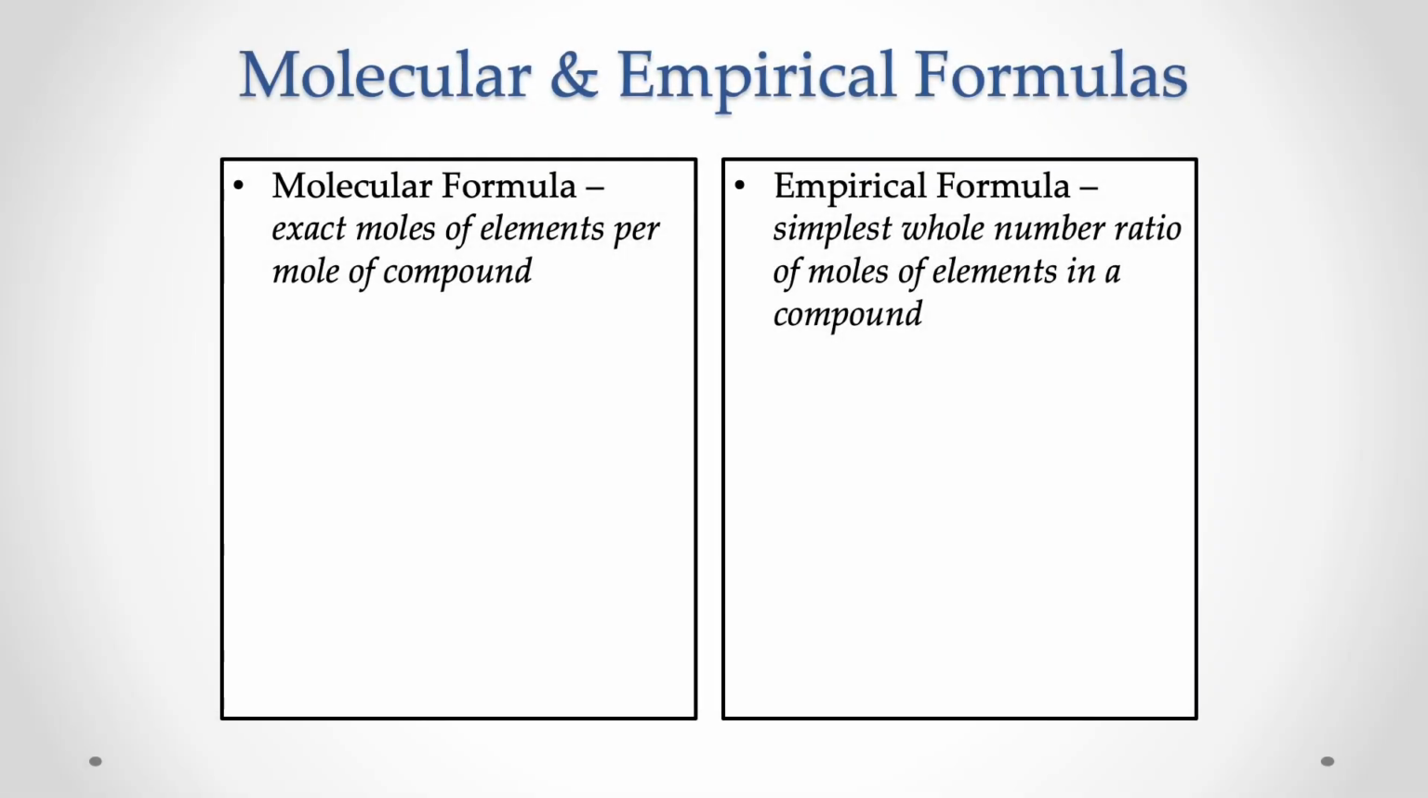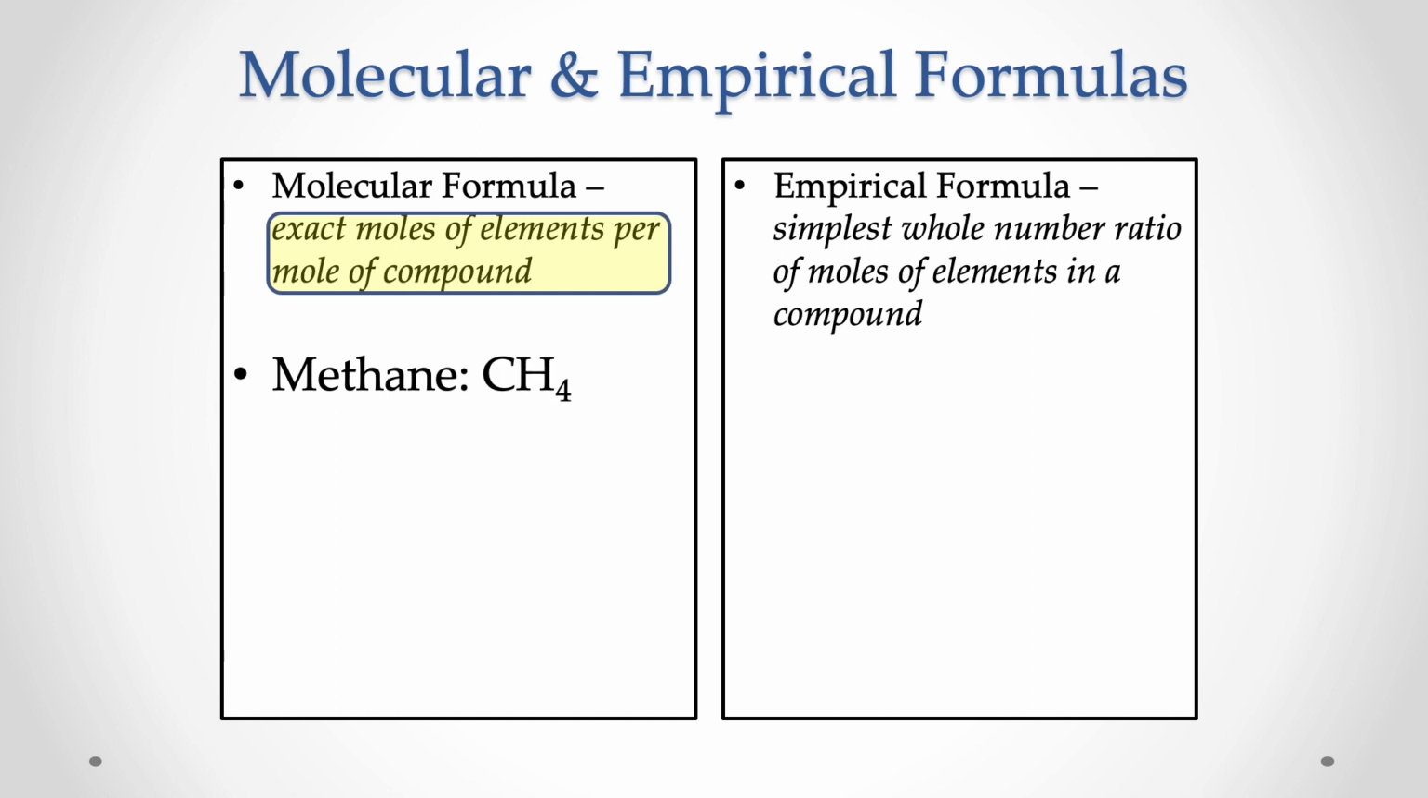Molecular formulas are generally introduced to chemistry students as the number of atoms of an element in a molecule. This is true, but chemists generally report amounts of substances in terms of moles. Another way to define the molecular formula is the exact number of moles of elements per mole of compound. Methane, for example, has 1 mole of carbon and 4 moles of hydrogen per mole of methane.